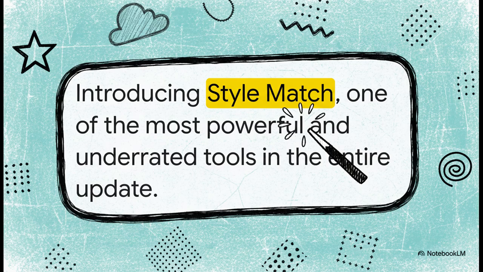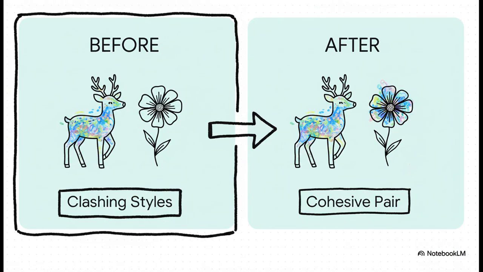It's called Style Match. Okay, so check this out. Imagine you have an illustration with a specific look. Maybe it's a watercolor style. With Style Match, you can basically copy that style and paste it onto a totally different illustration, instantly. It's like a magic wand that makes all your graphics look like they were made to go together. Total brand consistency, just like that.